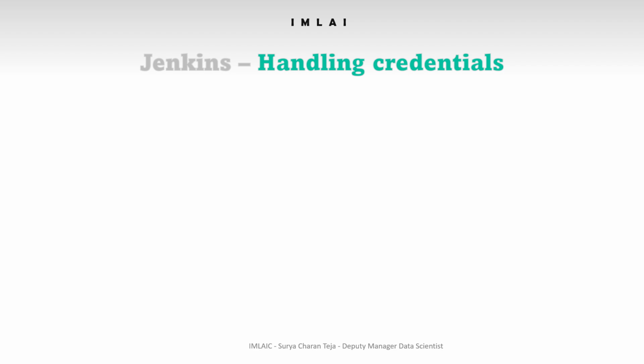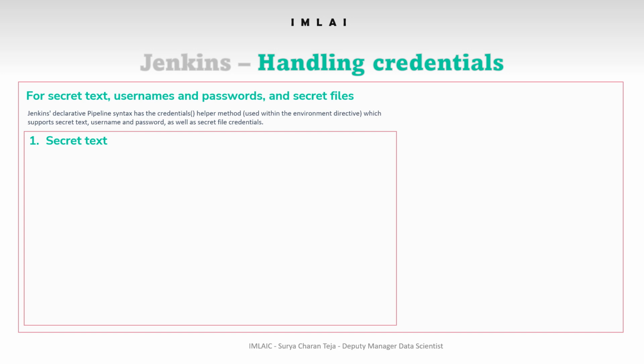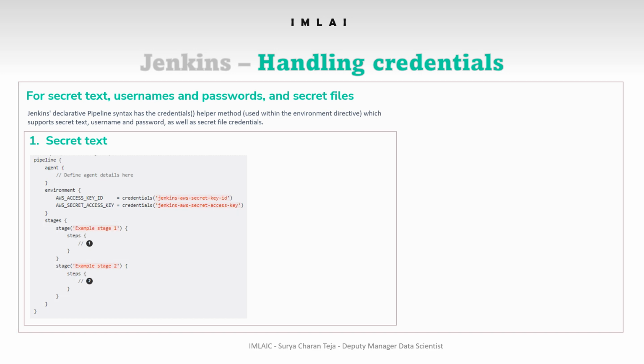The first one, we will begin with secret text, usernames and passwords, and secret files. Jenkins declarative pipeline syntax has the credentials helper method, used within the environment directive. So let's add that part, which supports secret text, username and password, as well as secret file credentials. Let's look into the secret text first.